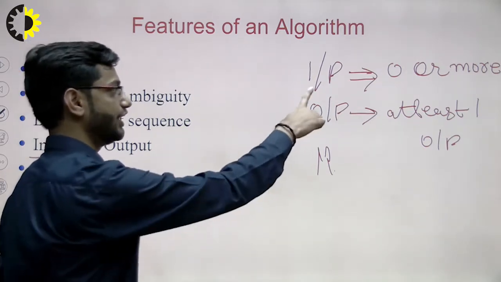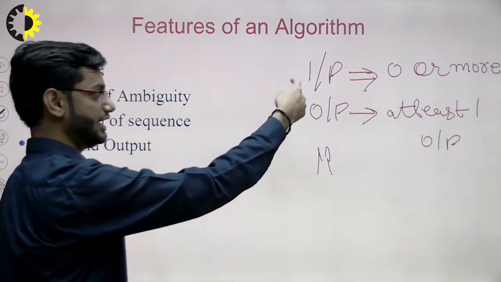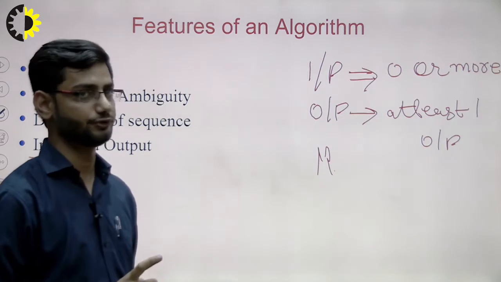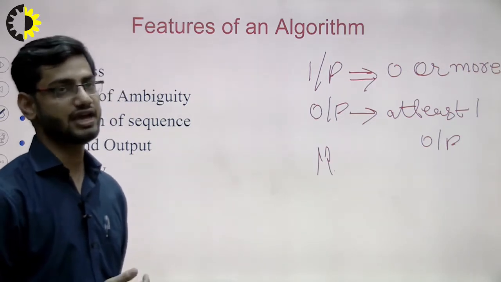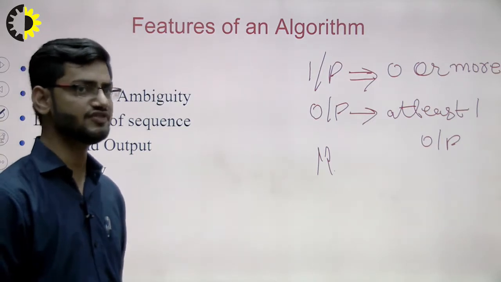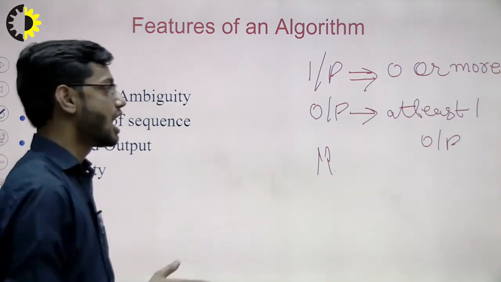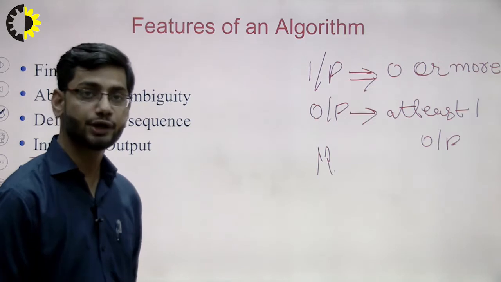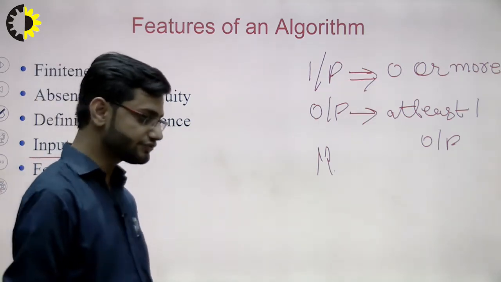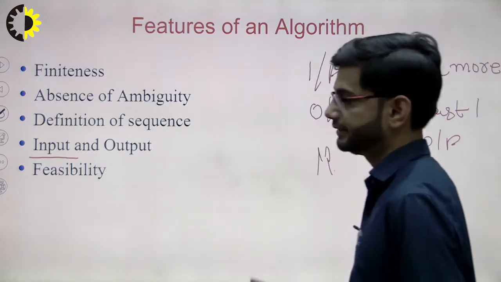So in the case of input, there can be 0 or more inputs, but there should be at least one output for an algorithm. If an algorithm is not reporting an output, it is not feasible and effective. Output can be the desired output or the reporting of an error. And the last feature is feasibility.